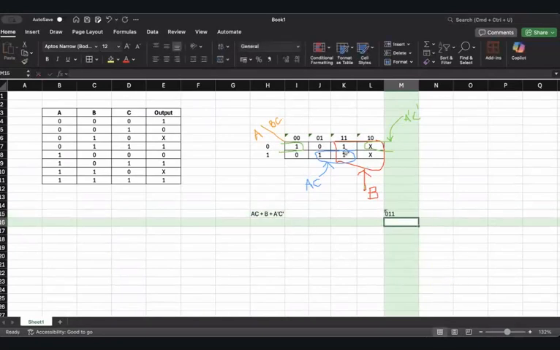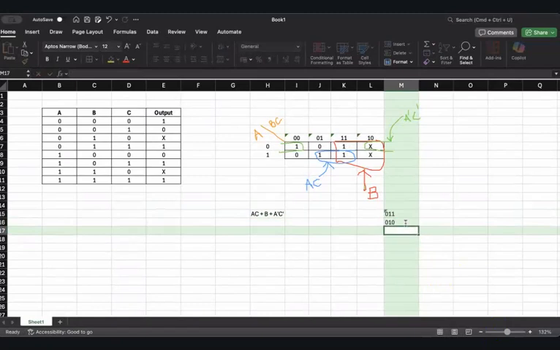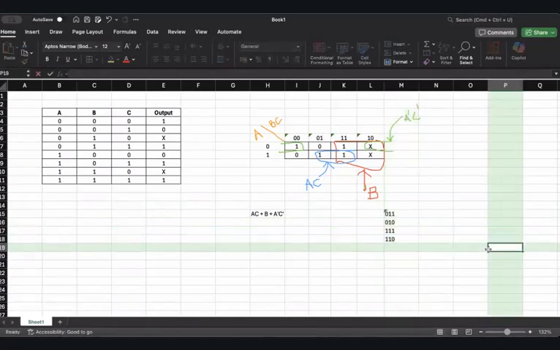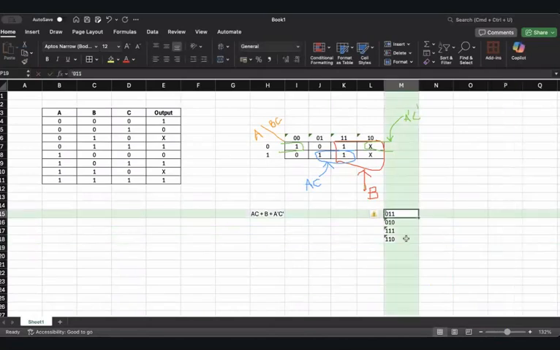0, 1, 1. What is this value? 1, 1, 1. 0, 1, 0. What is next value here? 1, 1, 1, 1, 1. What is the next value? 1, 1, 0. The red group components, these are the 4 people, right?